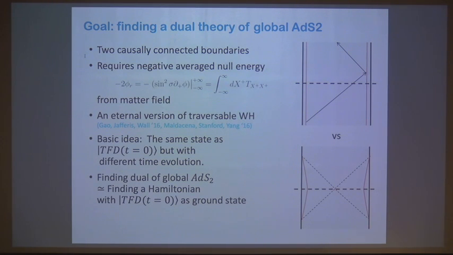Similar to their case, in order to create such a traversable wormhole, because you could send a signal from one boundary to the other, you have to have some non-local coupling. So the reason why we can have a violation of the null energy condition, and we could create this kind of traversable wormhole, is that now we allow ourselves to turn on some non-local coupling between the two boundaries.